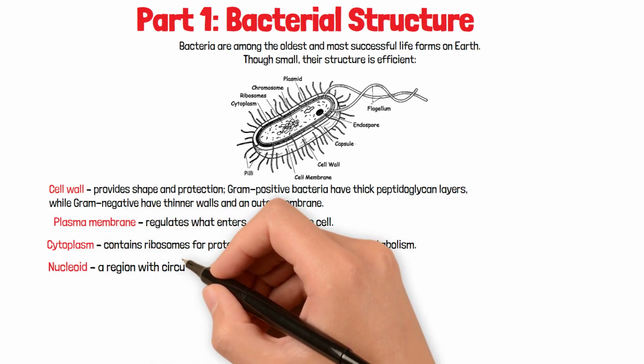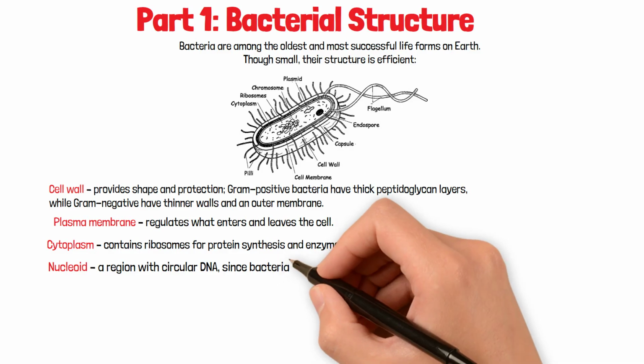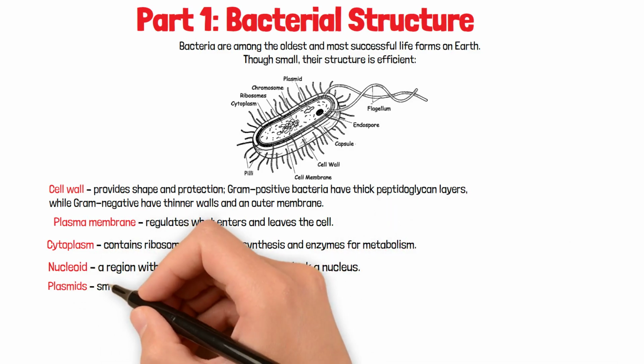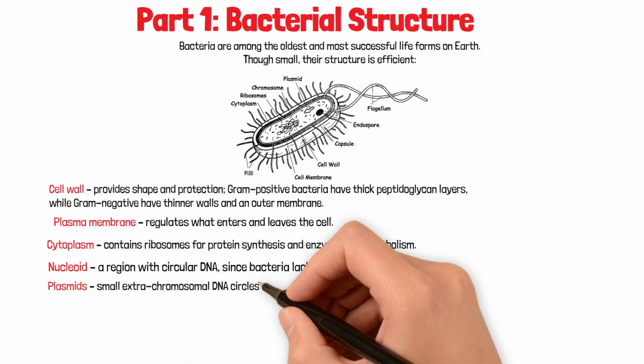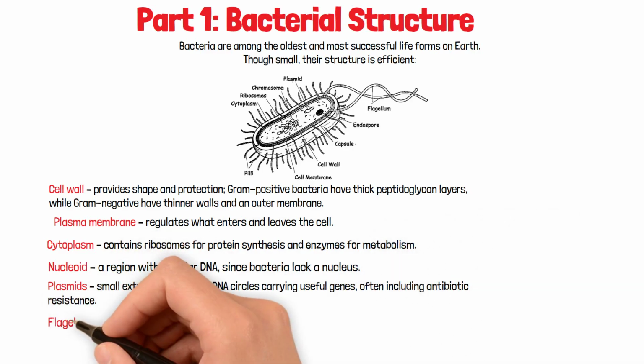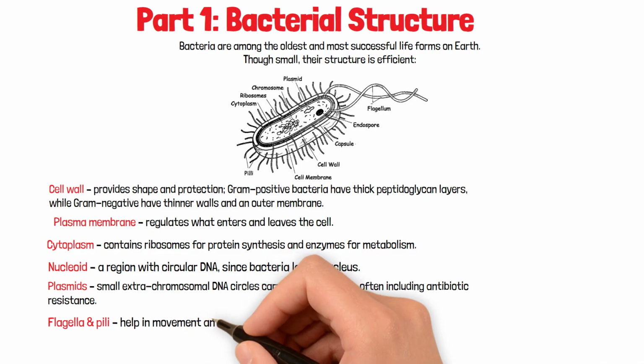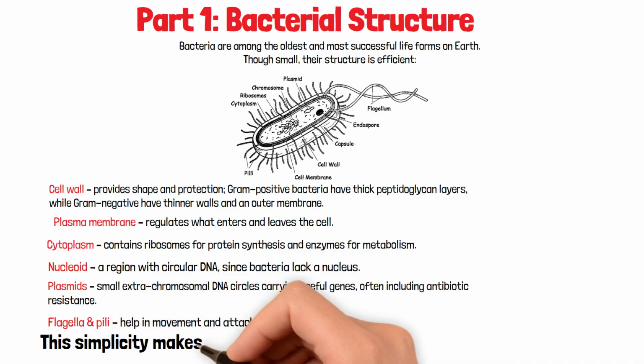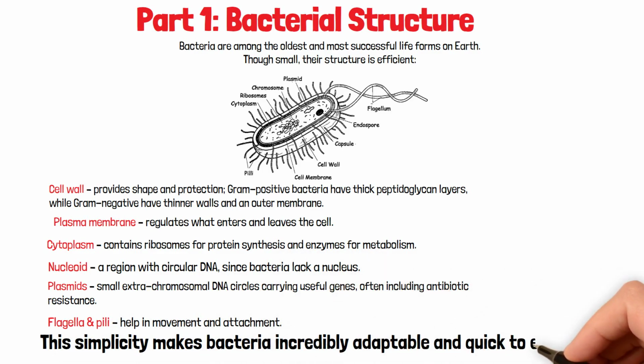Nucleoid, a region with circular DNA since bacteria lack a nucleus. Plasmids, small extrachromosomal DNA circles carrying useful genes, often including antibiotic resistance. Flagella and pili help in movement and attachment. This simplicity makes bacteria incredibly adaptable and quick to evolve.